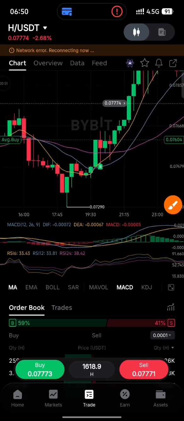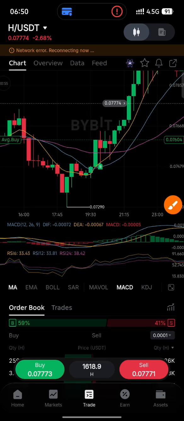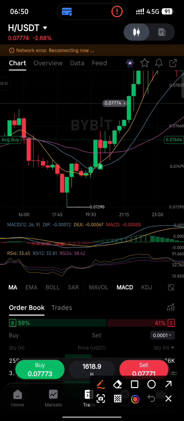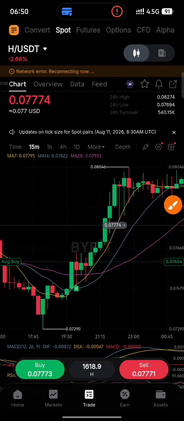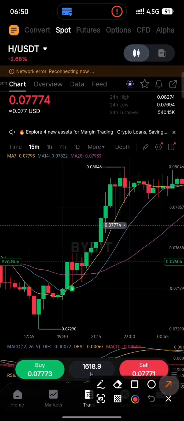Okay, so this is what you simply keep doing. And when you buy a particular cryptocurrency coin here, watch carefully until the RSI has changed to 70 and above. When it's above 70, then you should start preparing to sell and exit the trade.